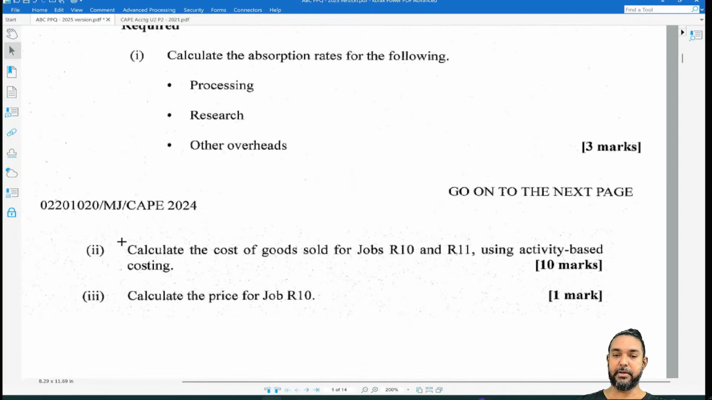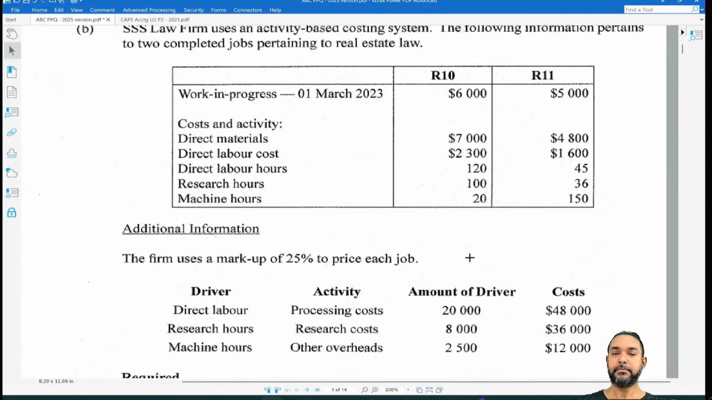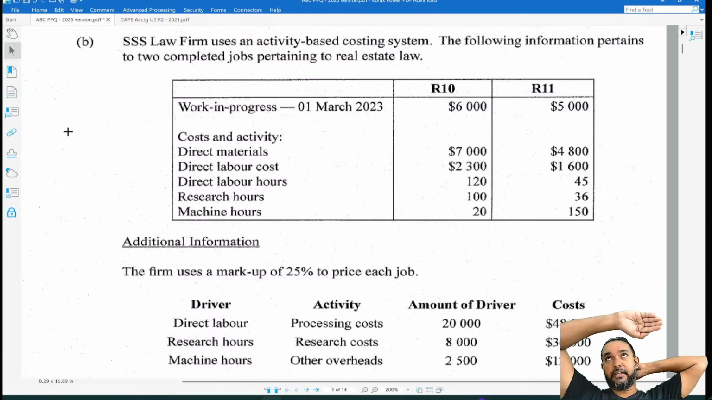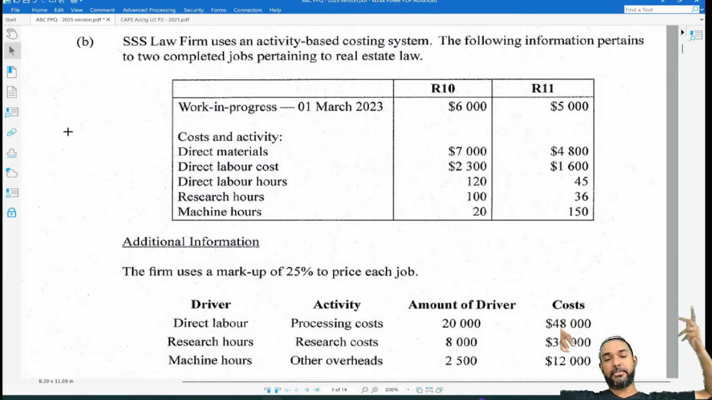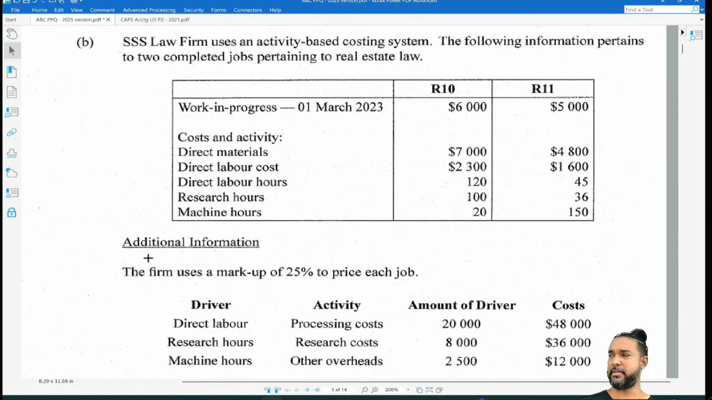And then they wanted to calculate the cost of each of those jobs using ABC, right? Okay, so basically you're doing what we did in the previous questions, not the one just before, the two before that. You're calculating the application rates, you're calculating the overheads, and then the cost of each of those jobs based on the application rates for the overheads and the volume of the overhead each of them used. And then I think they wanted the selling price for R10 and R11. So basically it'll be like the bid price.